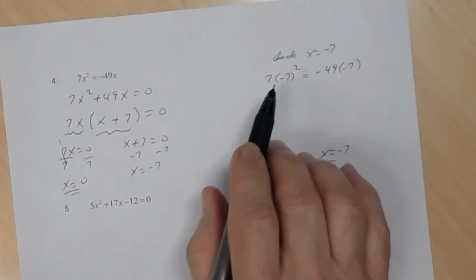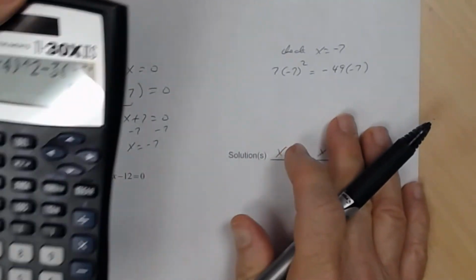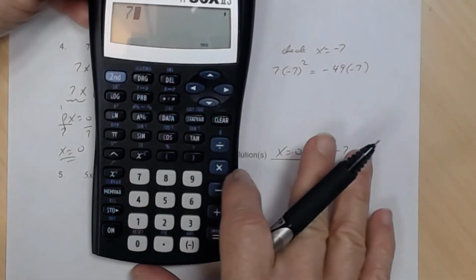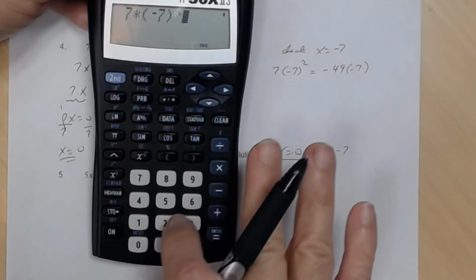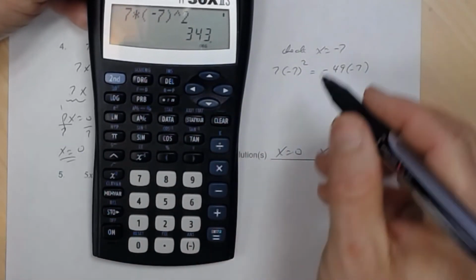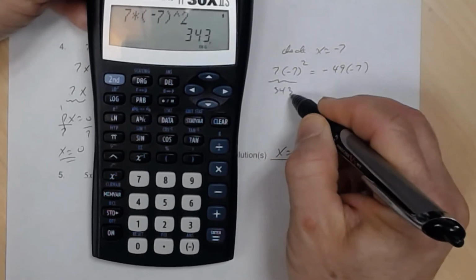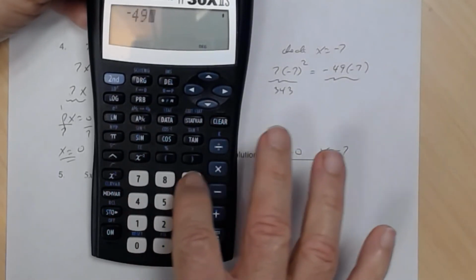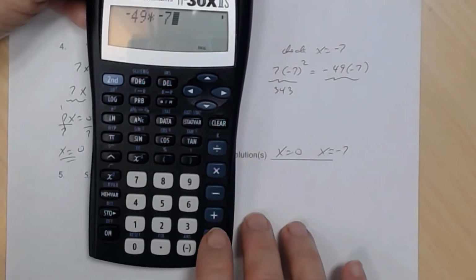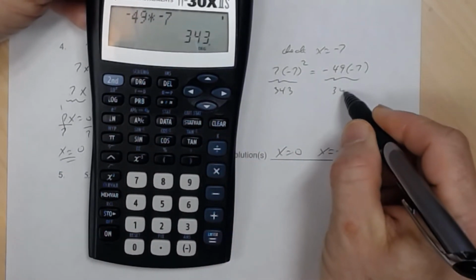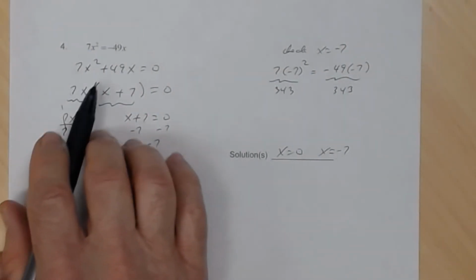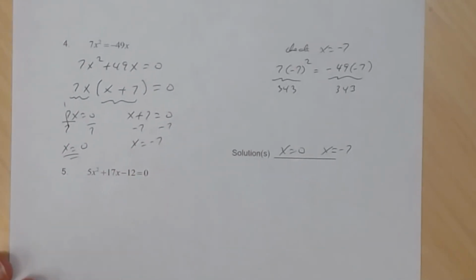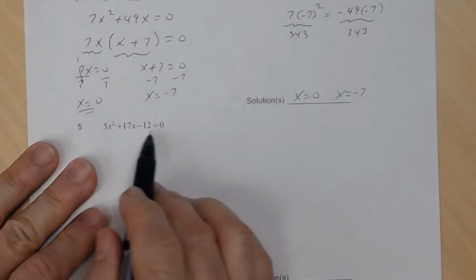All right, so let's check the left side. Let's see if those two sides are equal to each other. 7 times negative 7 squared, that's 343, right? Let's check this one. Negative 49 times negative 7 equals 343. All right, so see how you can check real easily using your calculator? But again, you must always go back to the original because you could have made a mistake anywhere along the process.